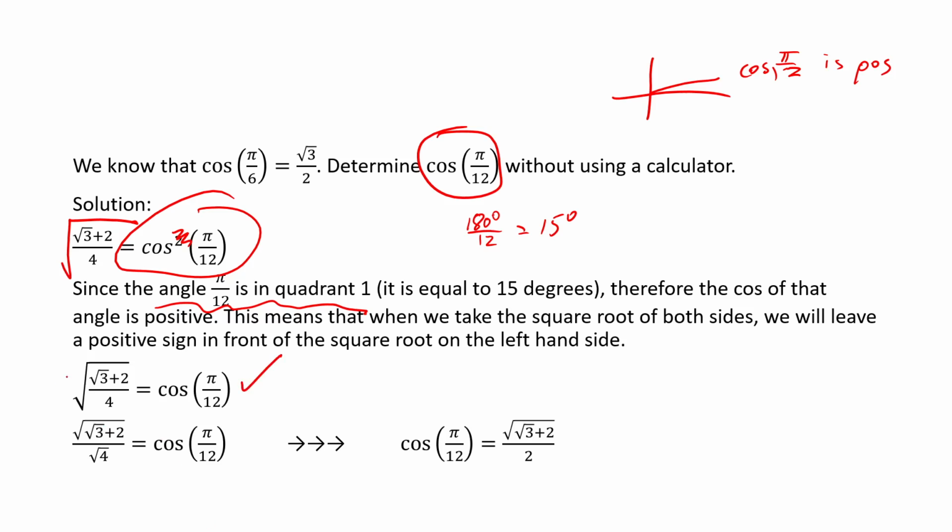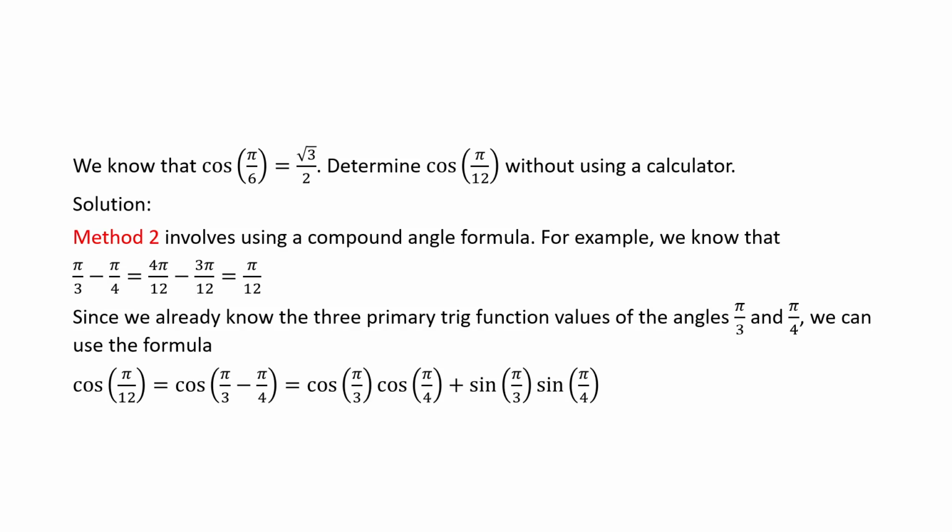Okay? Now, you have the square root of a fraction. What you can do in the next step is just put the square root in the numerator and in the denominator. You'll see how we did that there. Instead of one big square root on the whole fraction, we put a big square root in the numerator and a big square root in the denominator. And the square root of 4 actually is equal to 2. So what we end up with is that the cos of pi over 12 is equal to the square root of root 3 plus 2 quantity over 2. Now that's method 1. Method 2 would be using compound angle formulas.